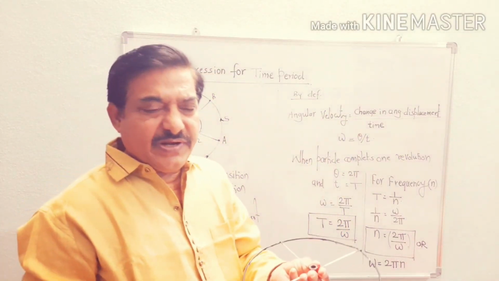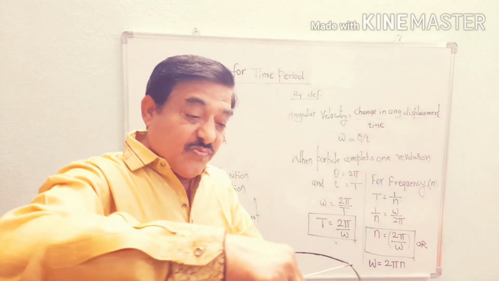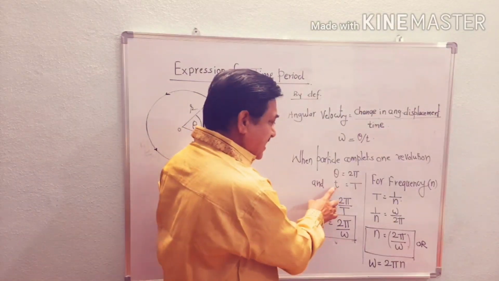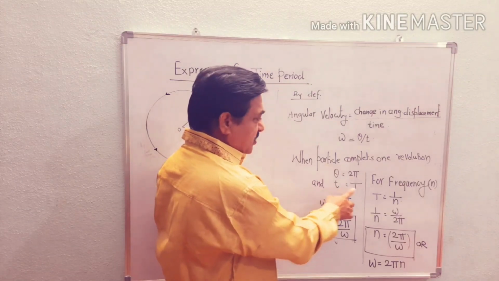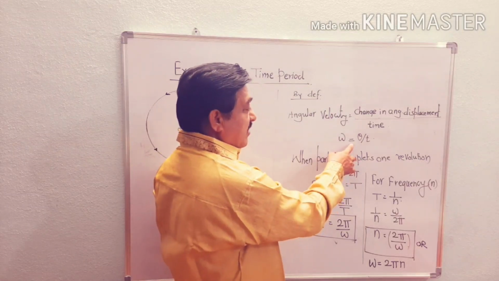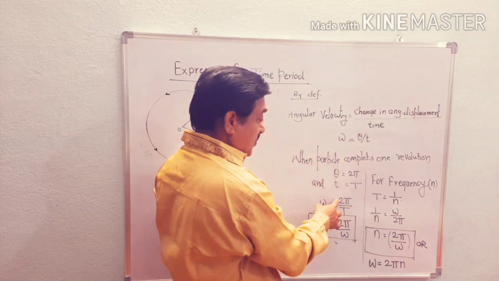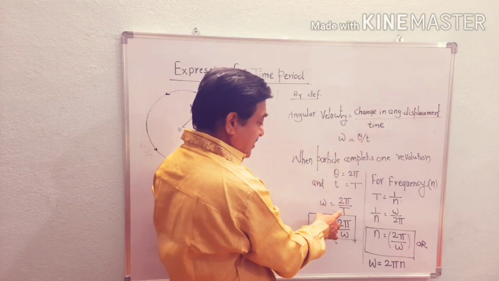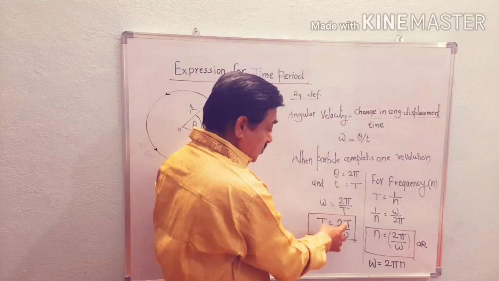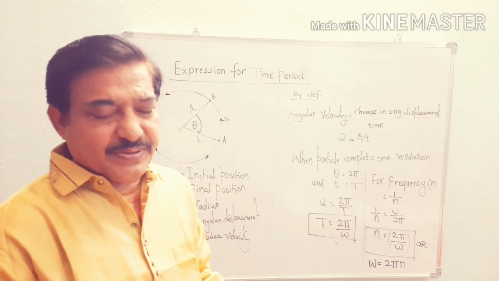And by the definition of a time period, the time interval required to complete one revolution is called a time period. So, small t, the time taken by the particle to complete one revolution, will be equal to capital T. Then put these two values in the above equation. Omega is equal to theta upon t, but theta is equal to 2 pi, small t is equal to capital T. So, omega is equal to 2 pi by T, and T is equal to 2 pi by omega. So, this is an expression for the time period.